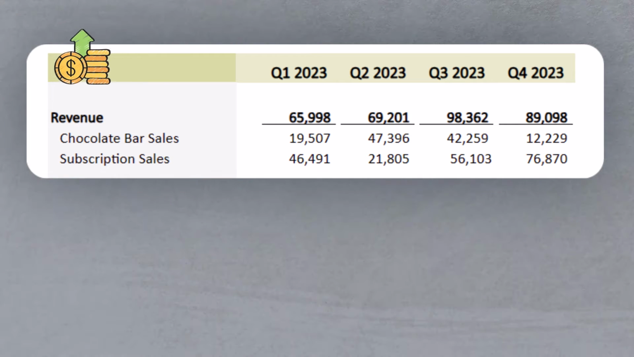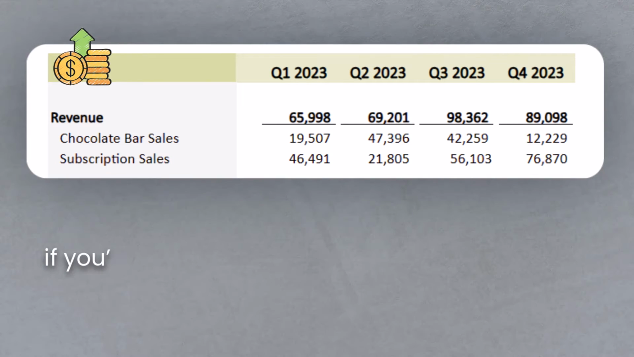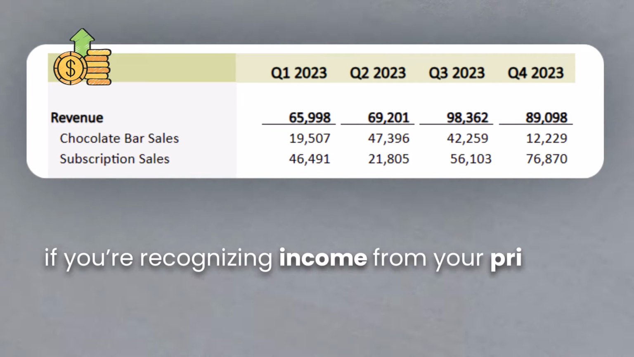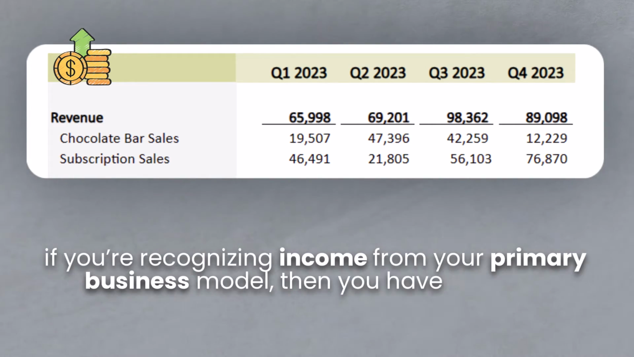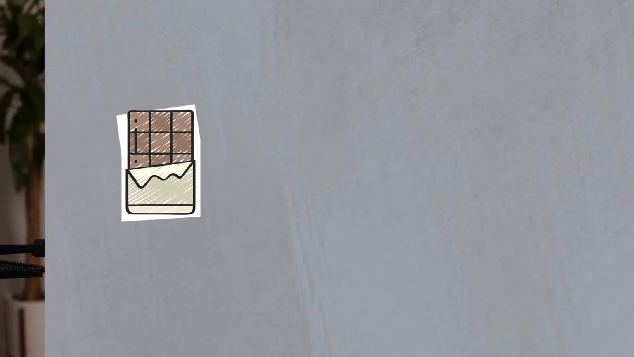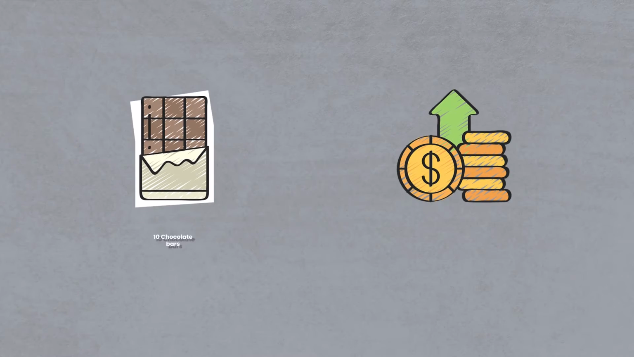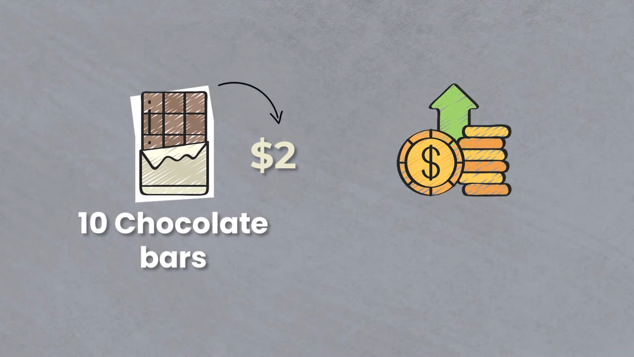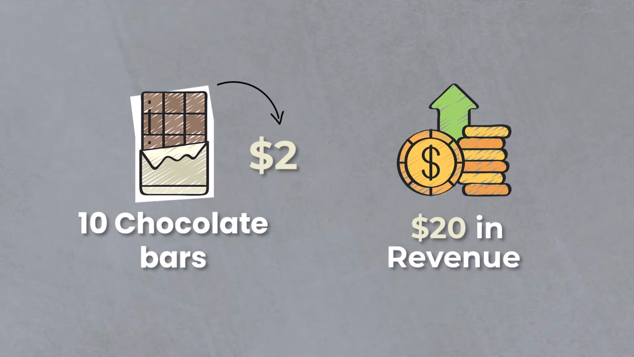It actually doesn't matter what your business model is though. If you're recognizing income from your primary business model, then you have revenue. So if we go door to door selling chocolate bars, every time I sell a chocolate bar, I recognize revenue. If I sell 10 chocolate bars at $2 each, that's $20 in revenue.